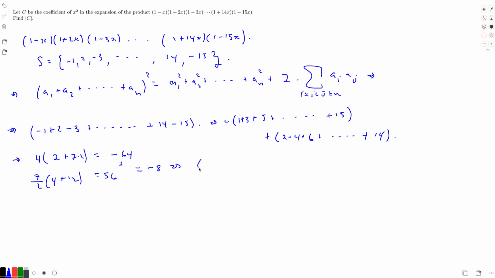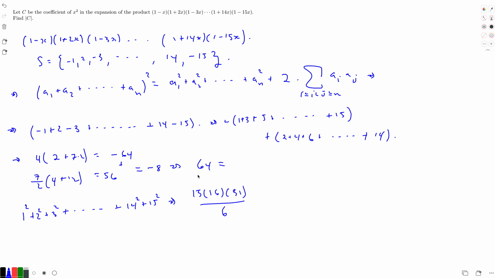Square it to get 64, which is equal to, now we need to take the sum of the squares of the individual terms. That's just 1 squared plus 2 squared plus 3 squared, and so on until 15 squared, right? And then we'll just apply the formula for the sum of n squared, and I suggest that you try to prove it using induction if you have the time. So 15 times 16 times 31 over 6, right? That's n times (n plus 1) times (2n plus 1) over 6.